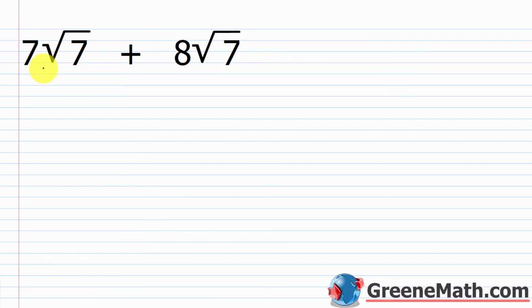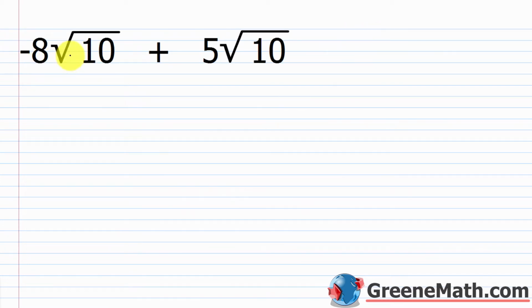So we have 7 times the square root of 7 plus 8 times the square root of 7. Again, all I need to do is look at the numbers that are multiplying the radicals. So we have 7 plus 8, that's 15, times that common radical, the square root of 7. What about negative 8 times the square root of 10 plus 5 times the square root of 10? Again, all I'm looking at is negative 8 and 5. So negative 8 plus 5 is negative 3, and then times the square root of 10.